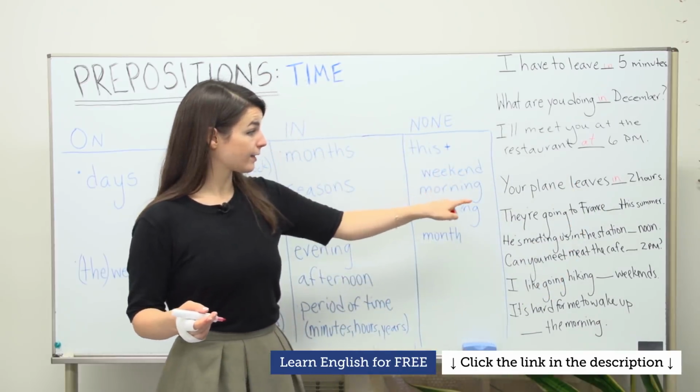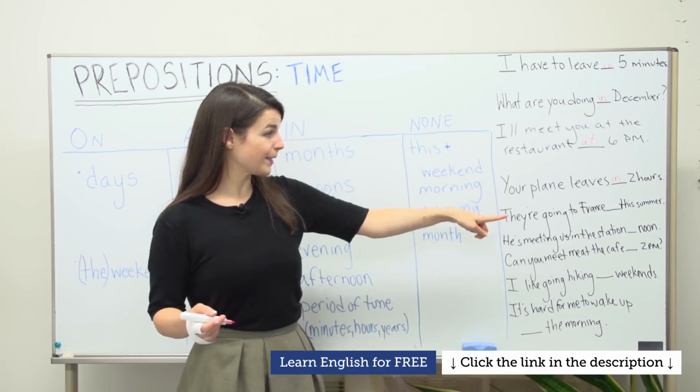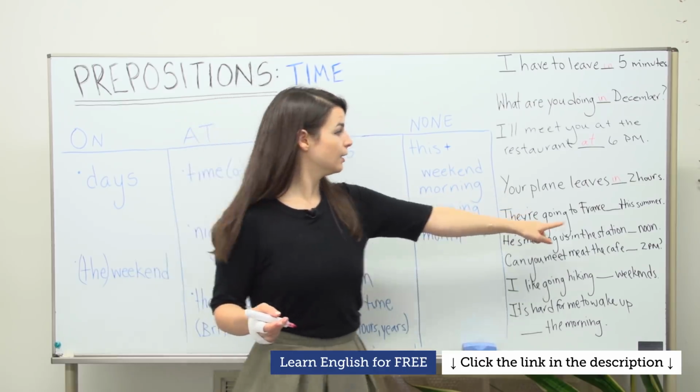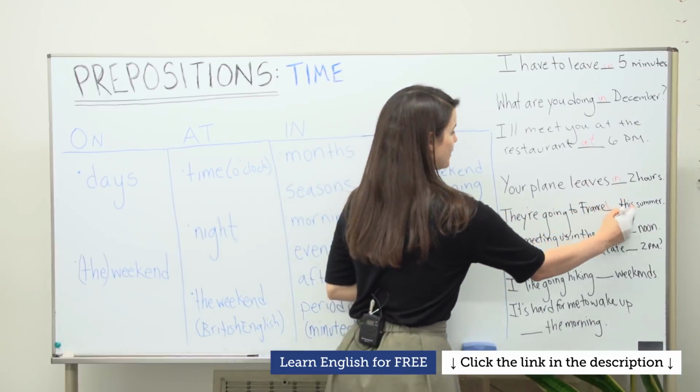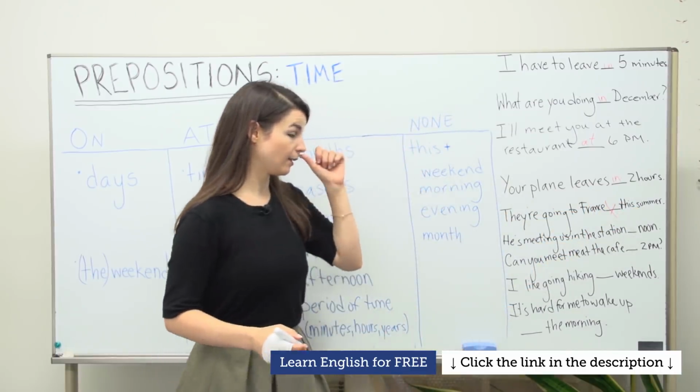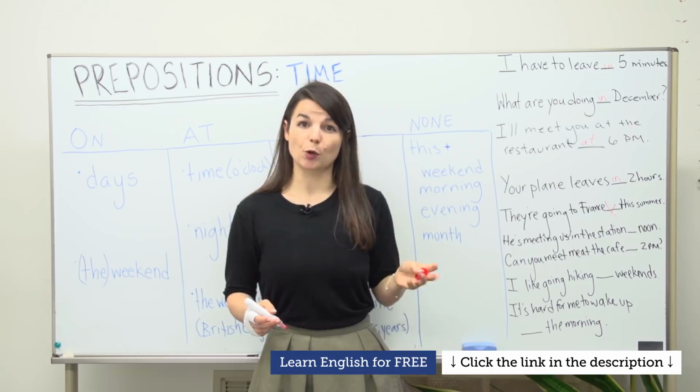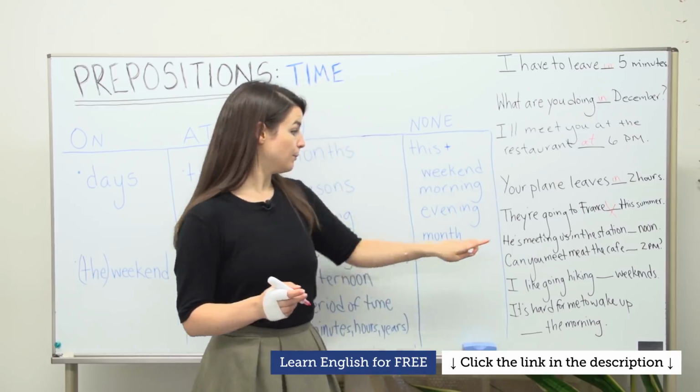Okay, next, they're going to France something something this summer. Here is a big hint word, this. Therefore, no preposition is needed in this case. They're going to France this summer. No preposition here.